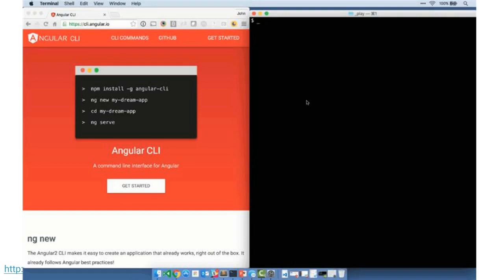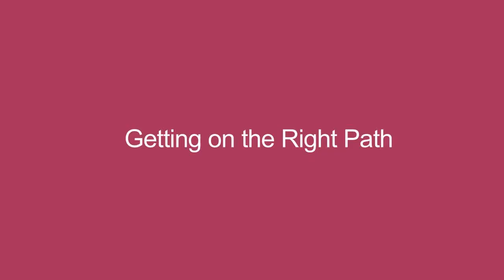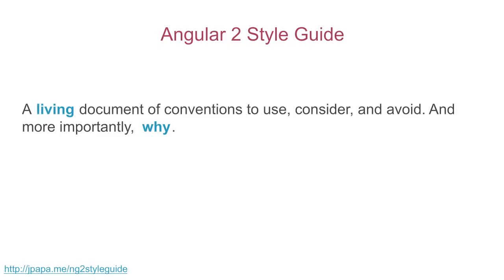So that gets us out of the gate and running. It also gives us a uniform way to create our apps. But how do you get on the right path in the first place? What if you don't know what the right structure is, or you don't know what you don't know yet? There's learning the technology, and then there's using it in a constructive way. So to get on the right path, one thing we can do is use something called the Angular 2 Style Guide.